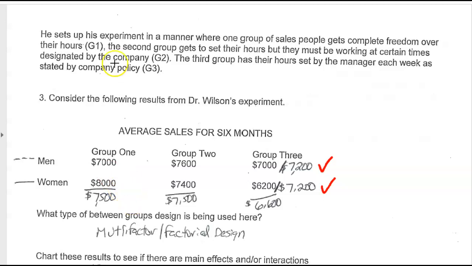But what about for what group you're in, the type of schedule that your boss gives you or lets you make your own schedule? If you have total freedom, regardless of male, female, the average sales are 7,500. If you have some freedom, 7,500. And if your boss tells you when you need to work, 6,600. Oh my goodness, that is the worst for sales, is having no freedom over your work schedule.